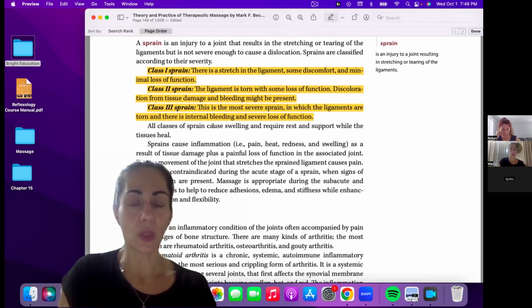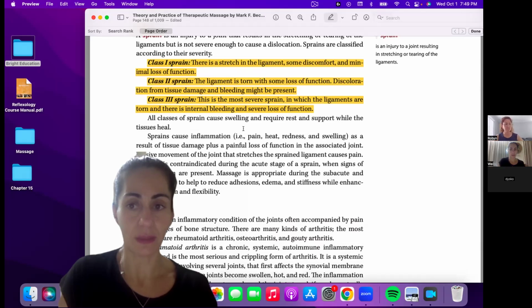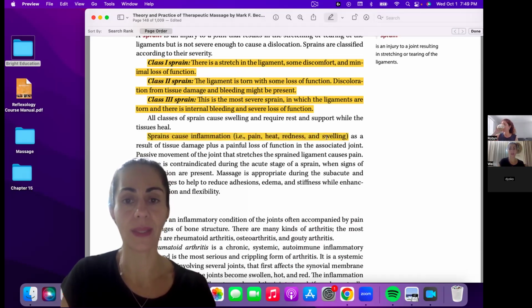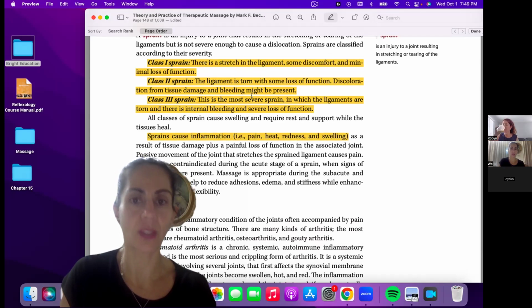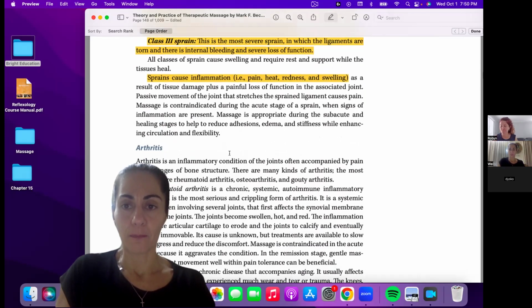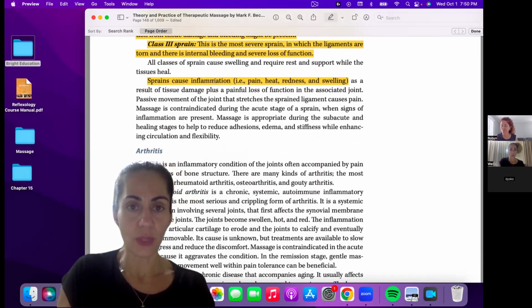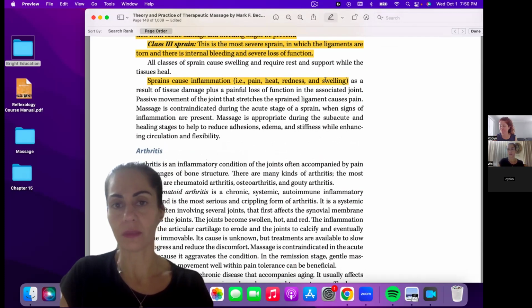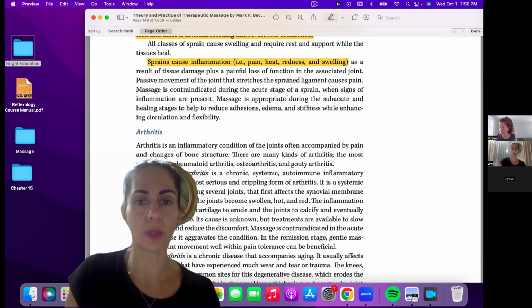And all these sprains will be experiencing swelling, right? And swelling, or injury, comes with inflammation. And inflammation will include pain, heat, redness, and swelling. And as it says here, loss of function, okay? And this you're going to find in all injuries that accompany inflammation, a strain or a sprain. These four are very important to know.